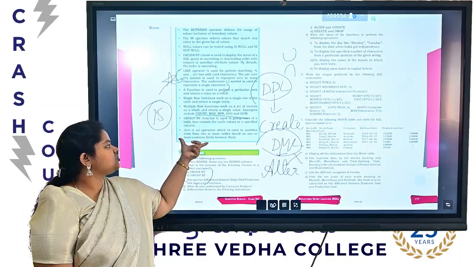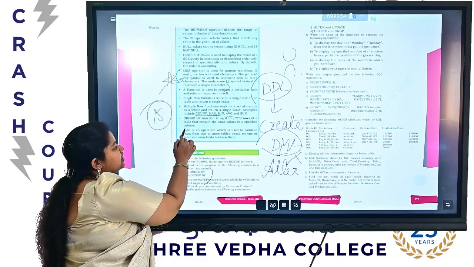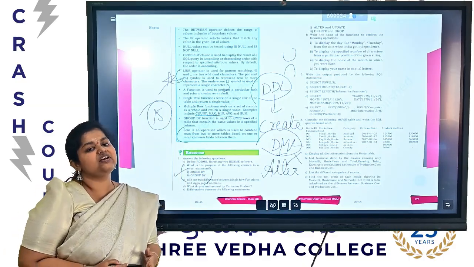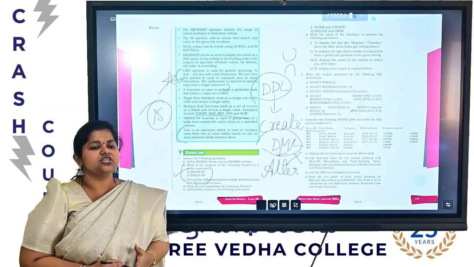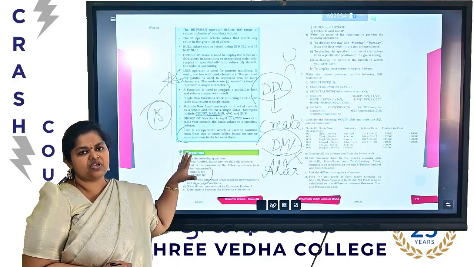And the last topic is the join operator. If you want to join any two tables, we use different types of operators. With the help of these operators only, you can join any two tables in SQL.